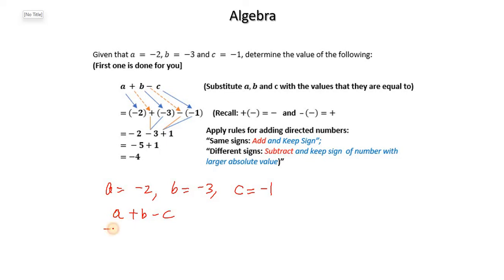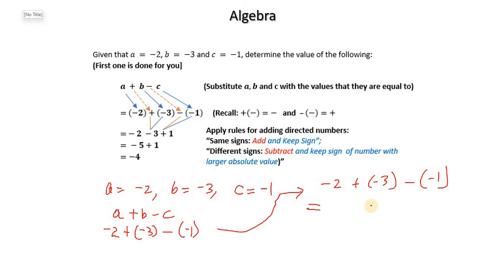A is -2. So -2 plus -3, minus what's c? -1. Right. Let's take it over here due to lack of space: -2 plus -3 minus -1.